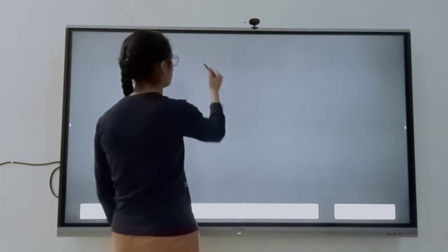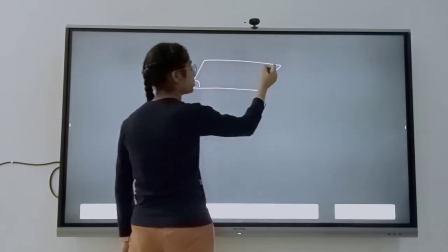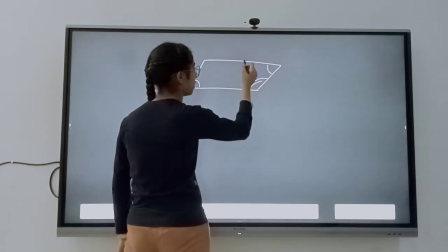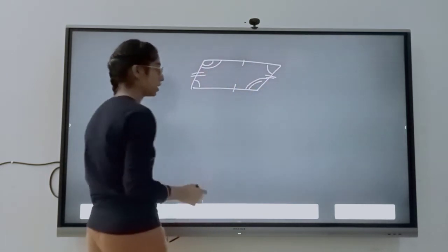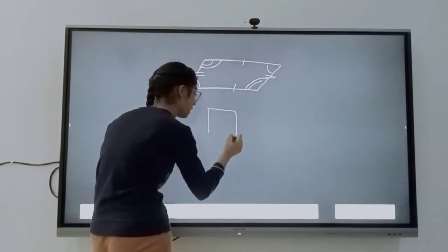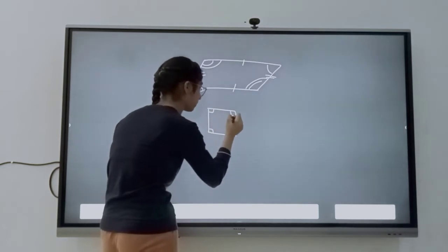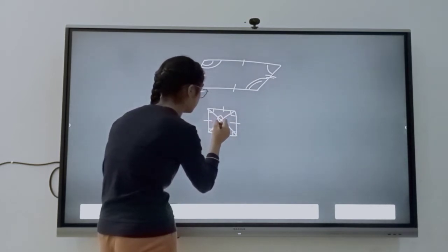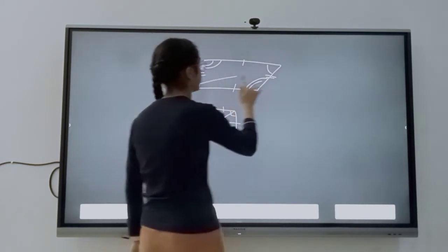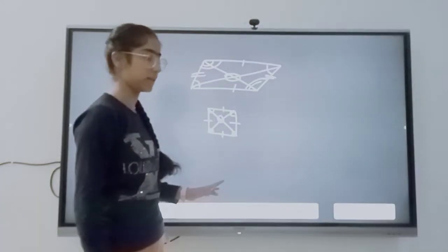So when we talk about a parallelogram, in it opposite sides are equal and parallel and opposite angles are also equal. In a square, all angles are equal to 90 degrees and all sides are also equal. The diagonals of a square bisect each other at 90 degrees. But the diagonals of a parallelogram only bisect each other, they don't bisect at 90 degrees.